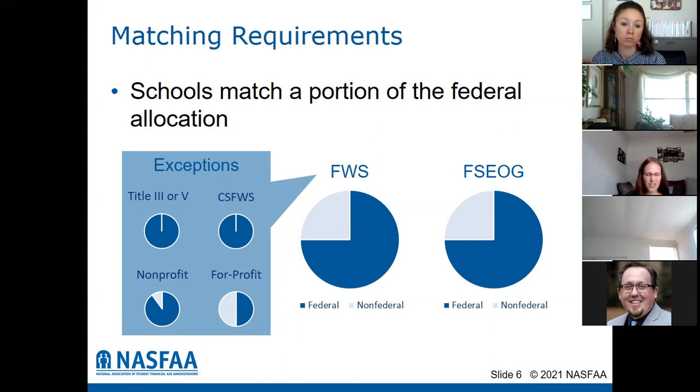Now for SEOGs, schools have 3 different options in how the match requirement may be met. The first option is on an individual student basis, in which each recipient receives an appropriate ratio of non-federal funds. The second option is an aggregate basis, in which each recipient receives some federal funds and the total SEOG awarded comprises no more than 75% of federal funds.